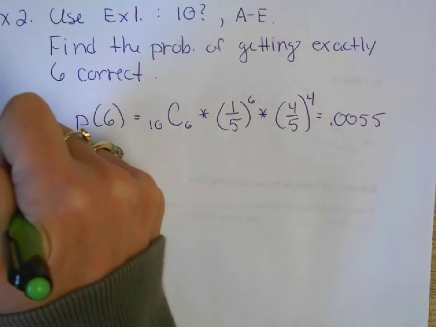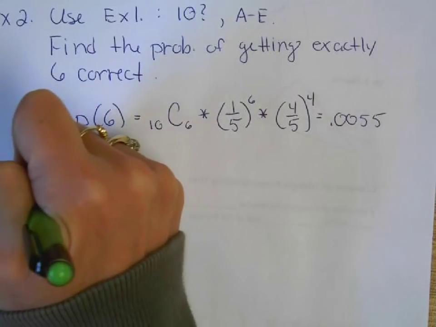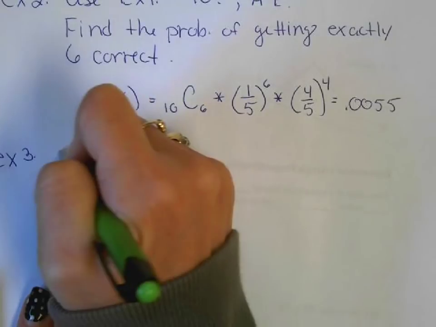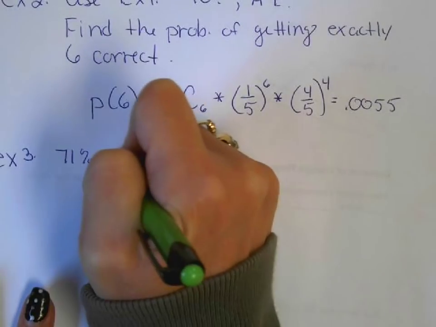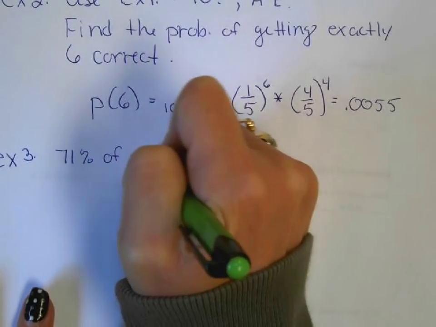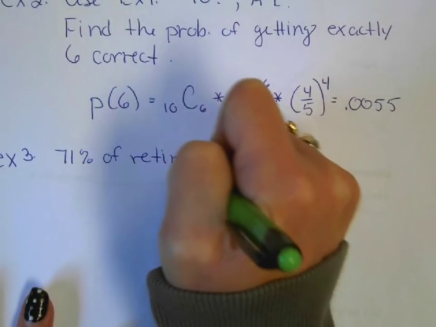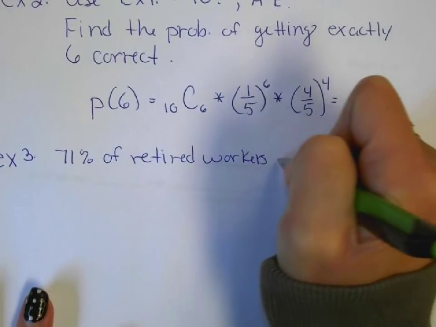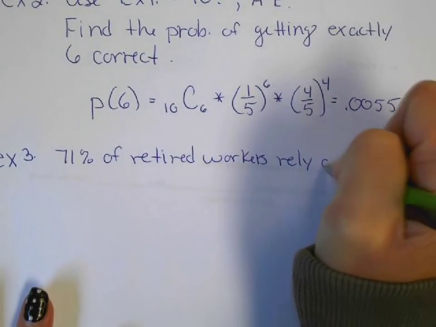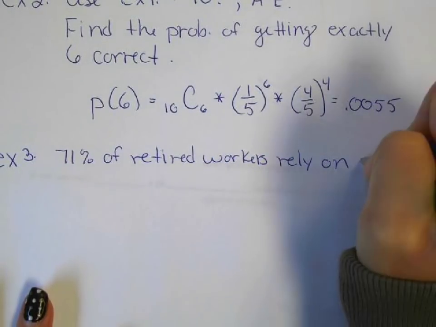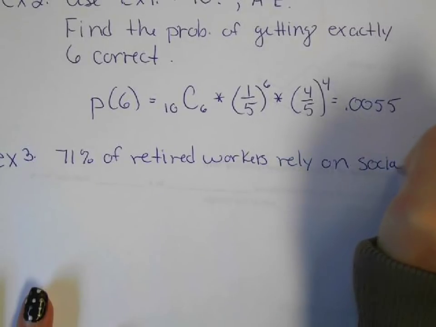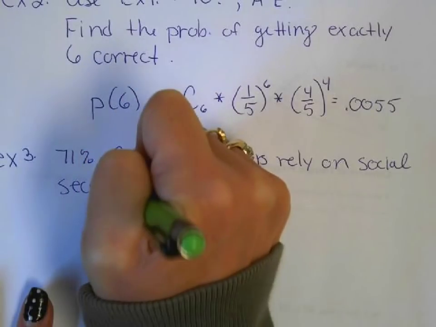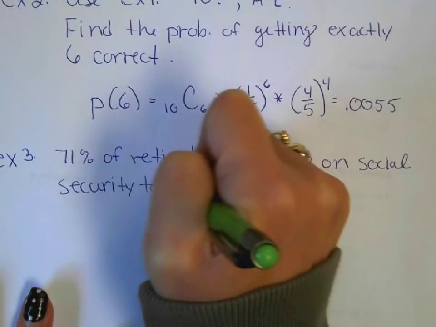Number 3. Let's see, 71% of retired workers rely on their Social Security to survive.